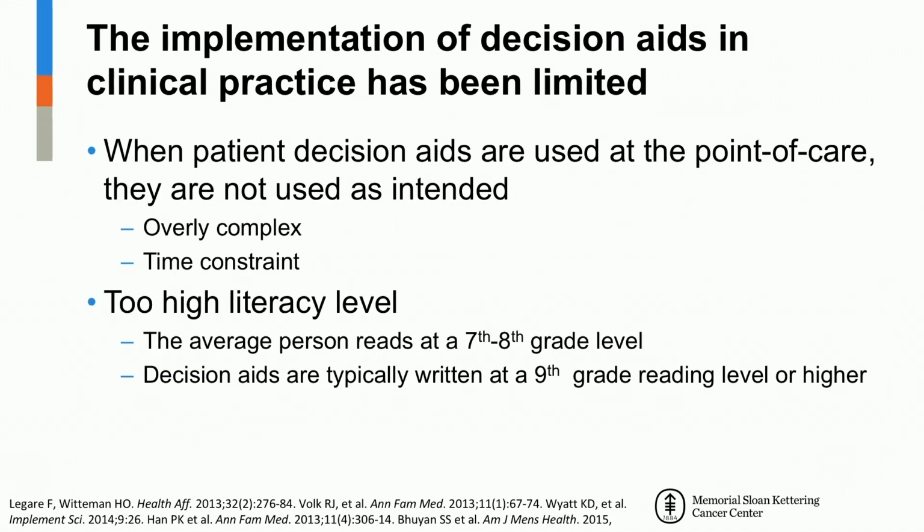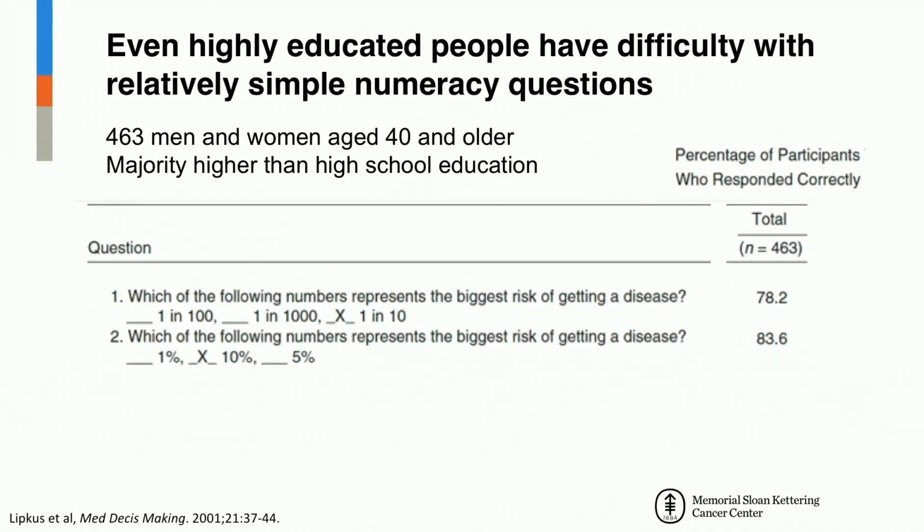So this is what I believe is the reason why the implementation of shared decision-making and decision aids in clinical practice has been limited. They're not used as intended at the point of care. They're too complex, and clinicians don't have the time to have these conversations. Most of them are written at too high a literacy level. The average person reads at a 7th to 8th grade level, but most of these are written at a 9th grade reading level. So this is problematic. And also, highly educated people have difficulties understanding simple numeracy questions.